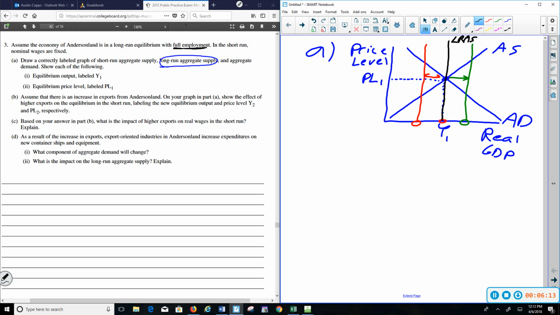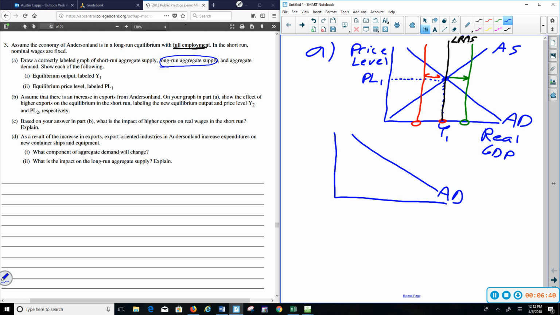That's part A. Now, on part B, we need to assume that there's an increase in exports from Anderson Land. And we need to show the effect that these additional exports will have on our equilibrium price and output in the short run, and relabel our graph. I'm actually going to reproduce the graph just so it doesn't get too involved down here. I'm going to reproduce it down here.